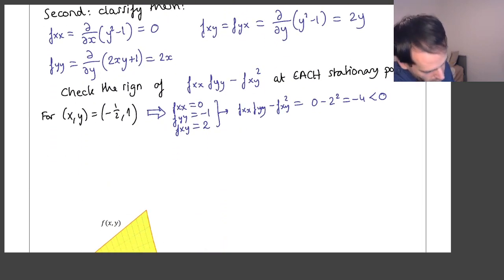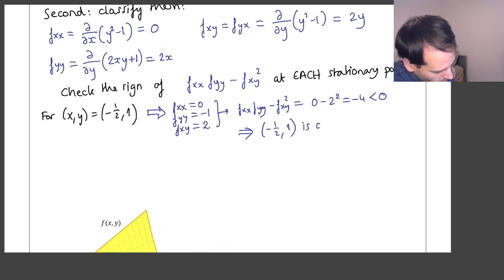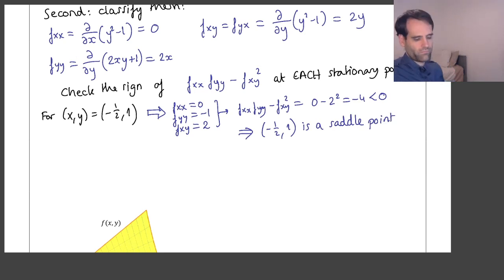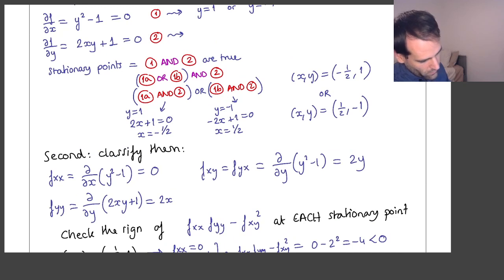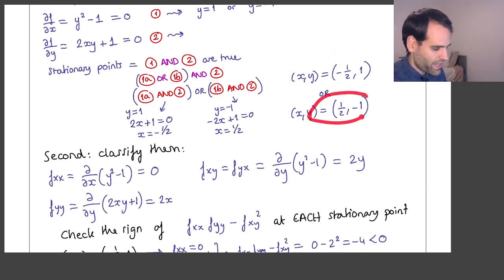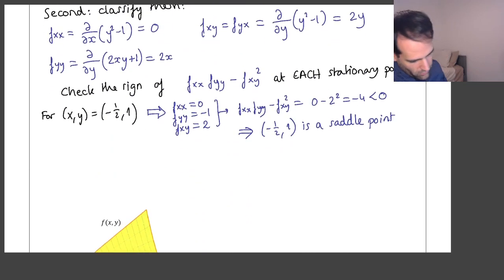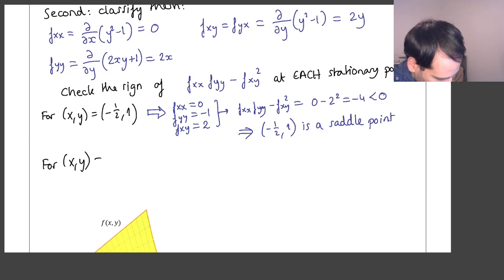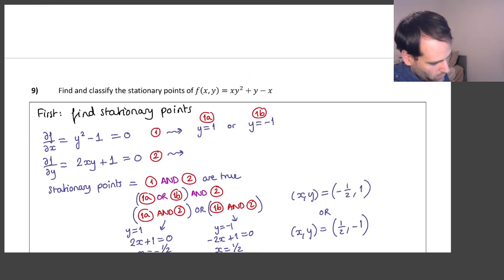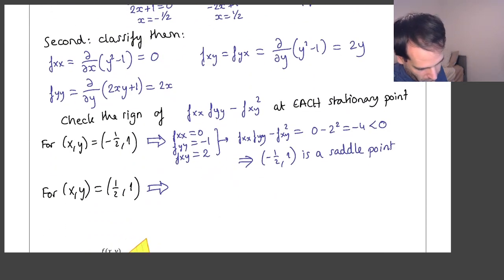So therefore, (minus a half, 1) is a saddle point. That was for the first stationary point. Now let's repeat the calculation for the second stationary point. So for (x, y) equals (1/2, minus 1), we substitute x equals 1/2 and y equals minus 1, not 1.